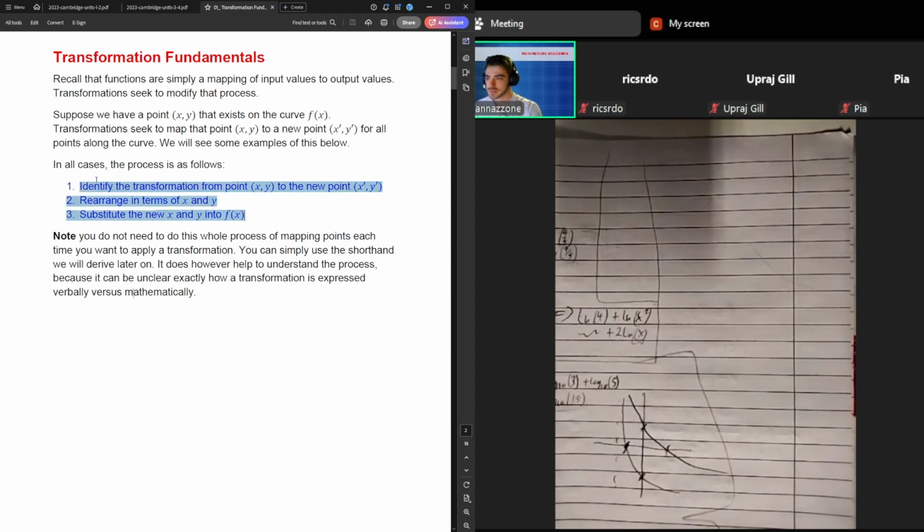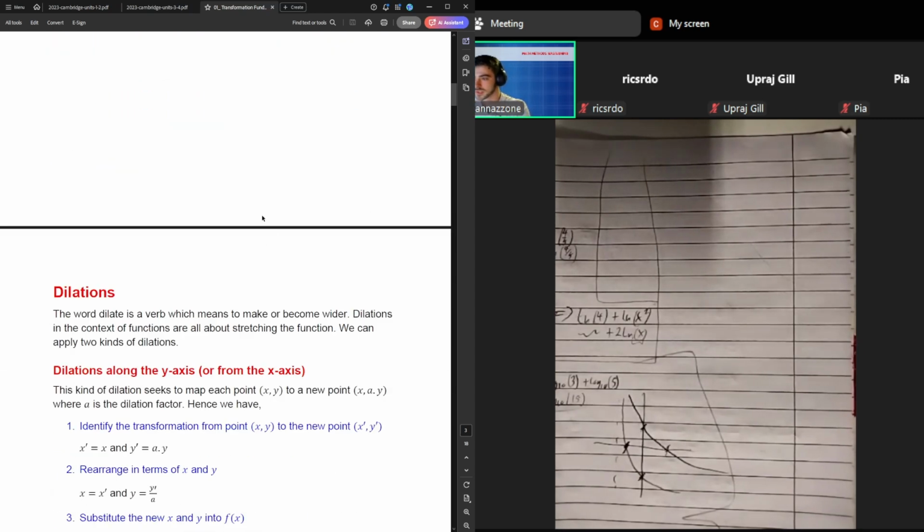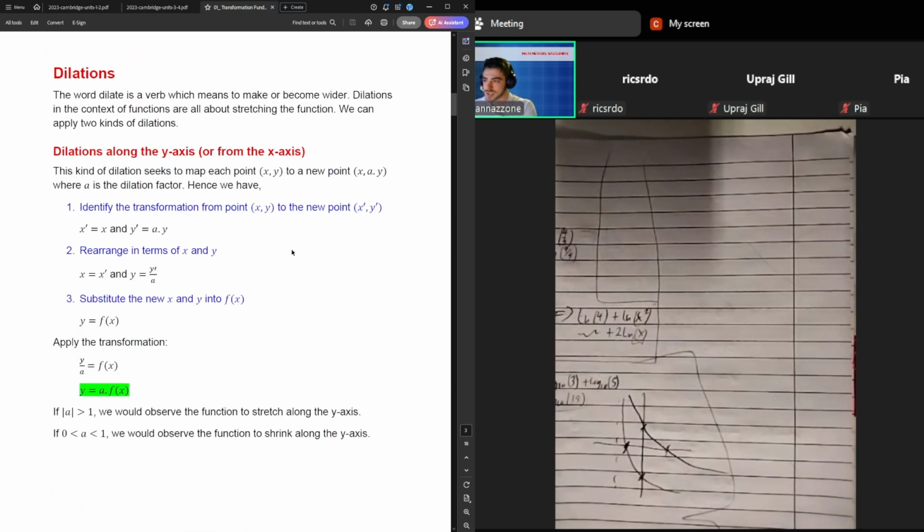So in 3 steps, you can apply any transformation. Start by figuring out what that transformation even is, whether it's a translation, dilation, or reflection. Then rearrange those terms to get x and y on their own. You'll see what I mean by that in a moment. And then substitute that new rearranged x and y into your function. So we'll have a look at each individual type of transformation, and we'll see how that process can be applied to transform a function. So first one up, dilations.